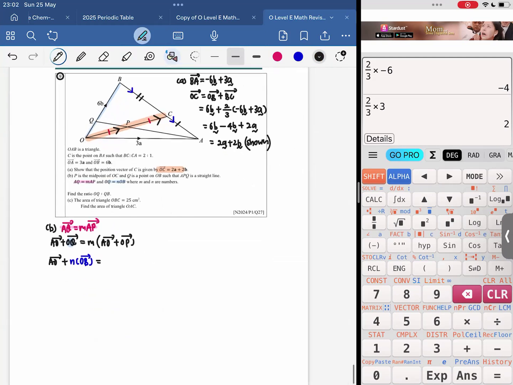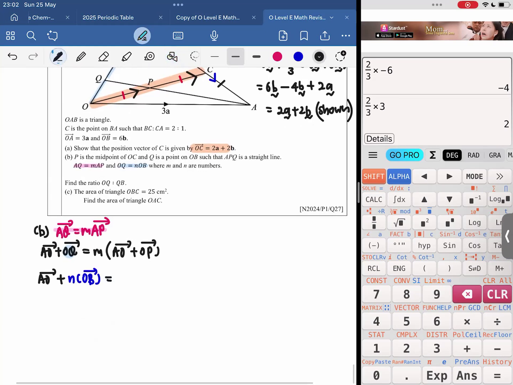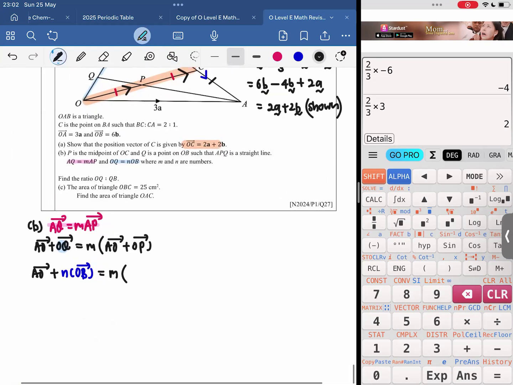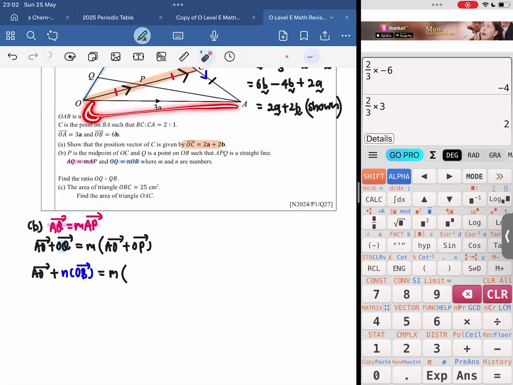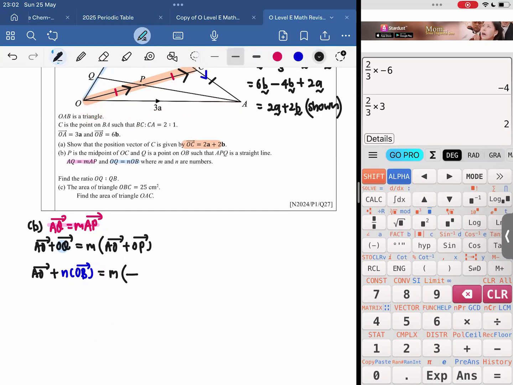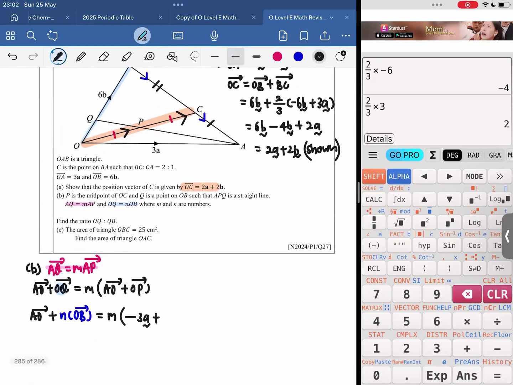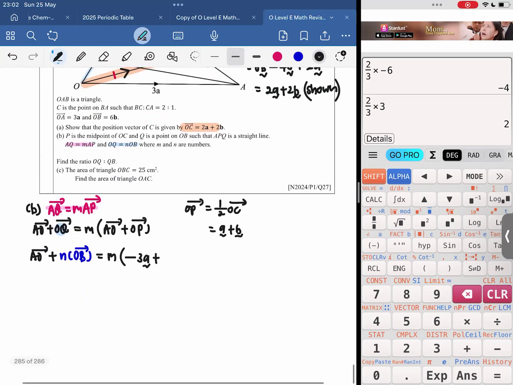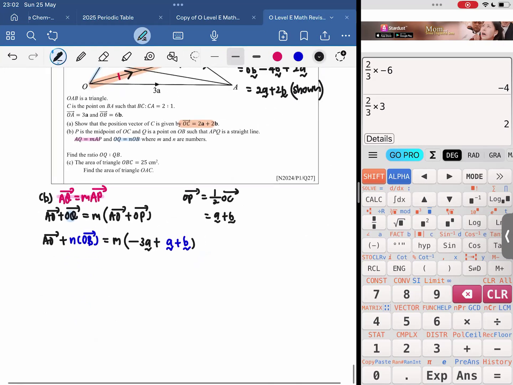Like that. So what we have here is, we just put down the M first. AO is what? Where is AO? AO is here, right? Correct? So this is minus 3A. Then OP is actually half of OC. Maybe I write at the side. OP is half of OC. OC is 2A plus 2B, so it's just A plus B. So this is your OP, A plus B.